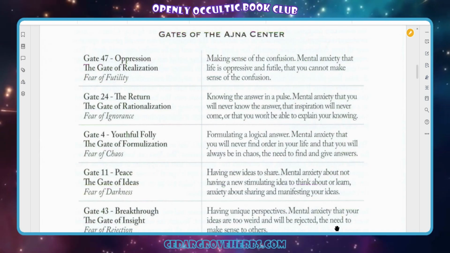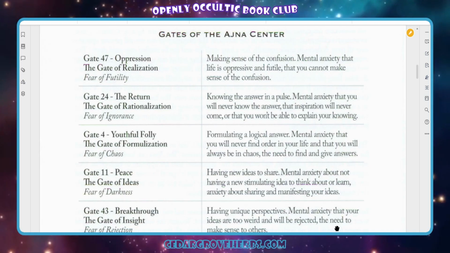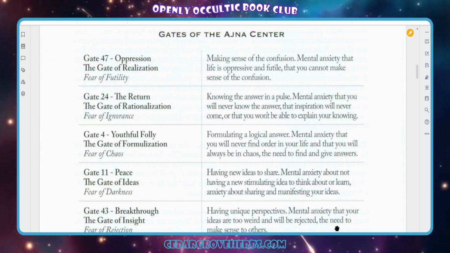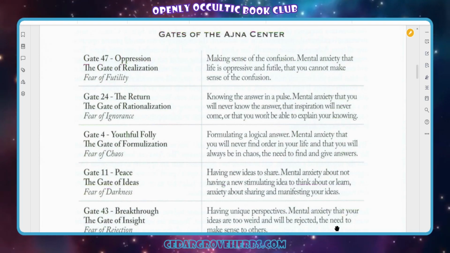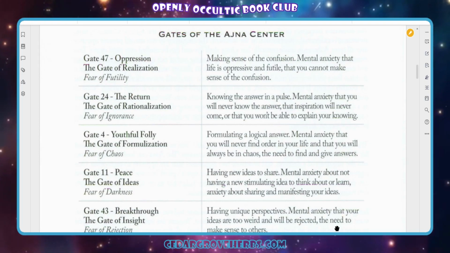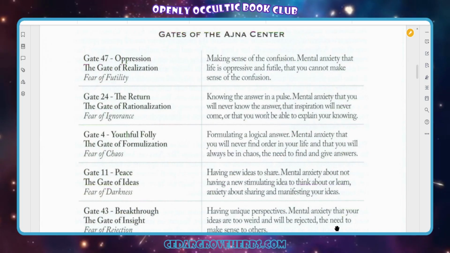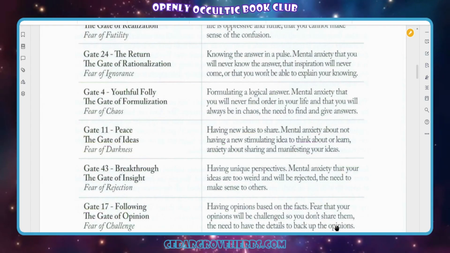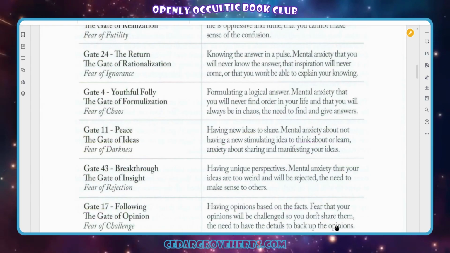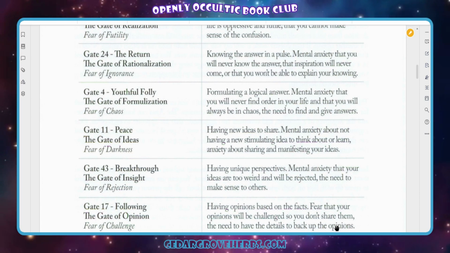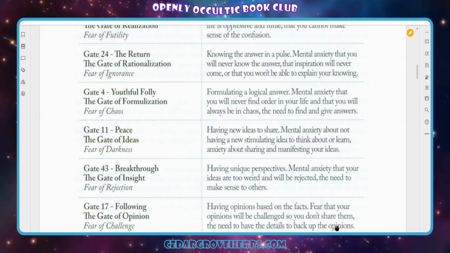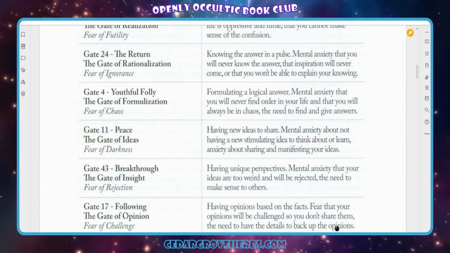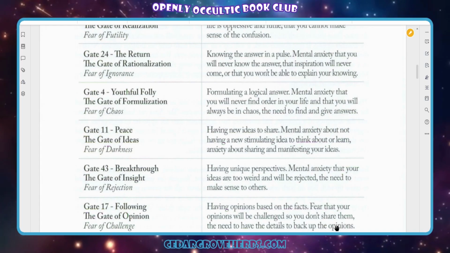Gate 24, the return, the gate of rationalization, fear of ignorance, knowing the answer in a pulse, mental anxiety that you'll never know the answer, that inspiration will never come, or that you won't be able to explain your knowing. Gate 4, youthful folly, the gate of formalization, the fear of chaos, formulating a logical answer, mental anxiety that you'll never find order in your life and that you'll always be in chaos, the need to find and give answers.